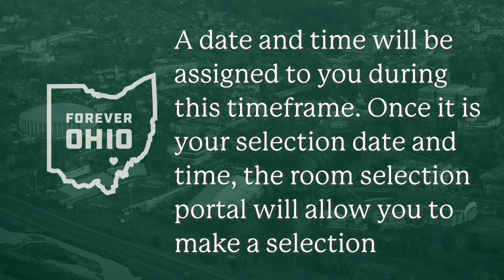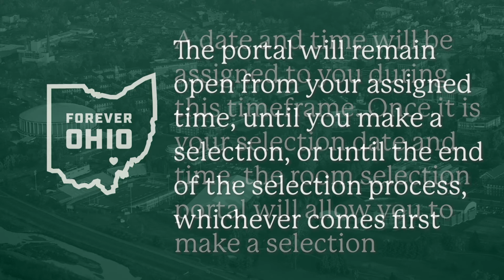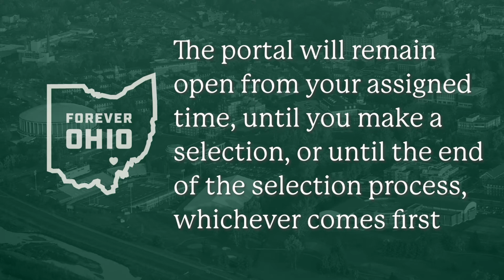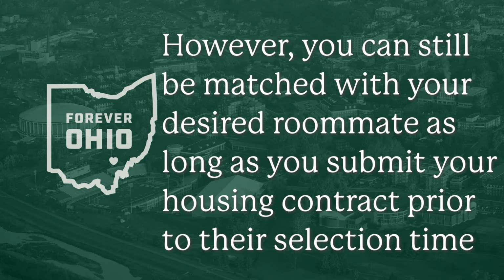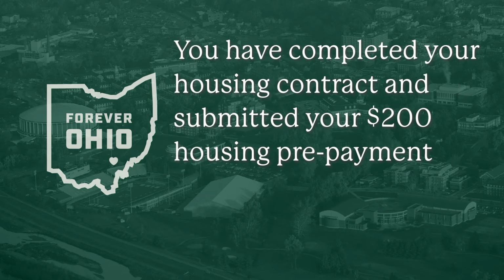Once it is your selection date and time, the room selection portal will allow you to make a selection. The portal will remain open from your assigned time until you make a selection or until the end of the selection process, whichever comes first. If you do not meet the contract deadline, you will not receive a date and time for this room selection. However, you can still be matched with your desired roommates as long as you submit your housing contract prior to their selection time.